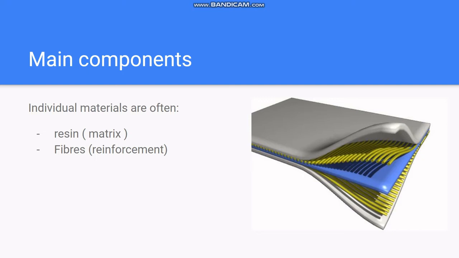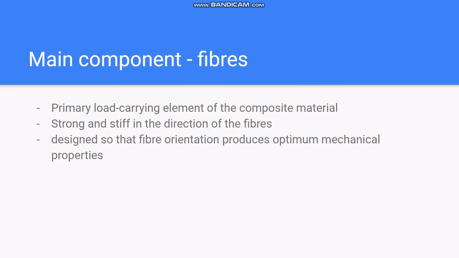So in laminates, the main components are fibres and resin. Fibres are the primary load-carrying element of the composite material. They are strong and stiff in the direction of the fibres, which is usually only in one direction, and are designed so that the fibre orientation produces optimum mechanical properties. It can only approach the true isotropic nature of metals.